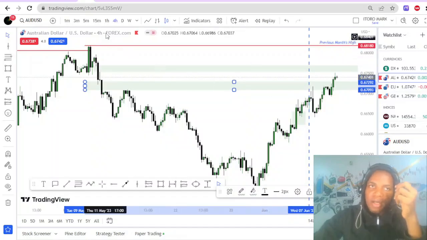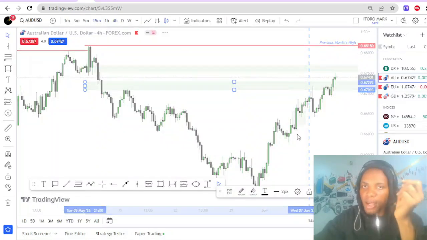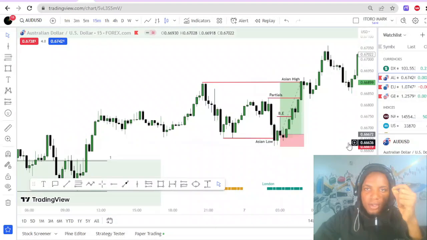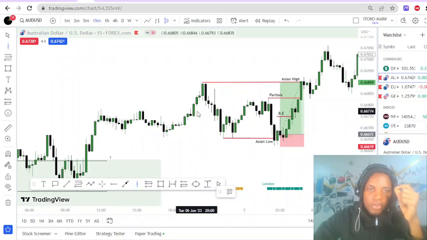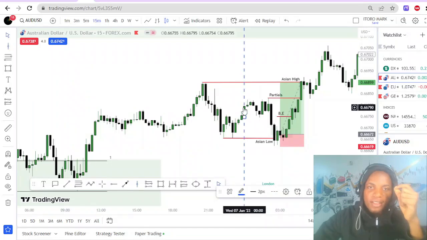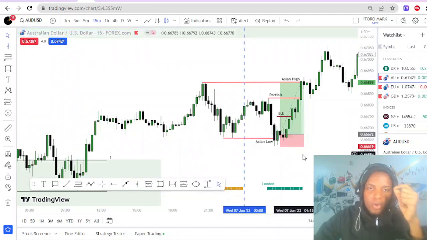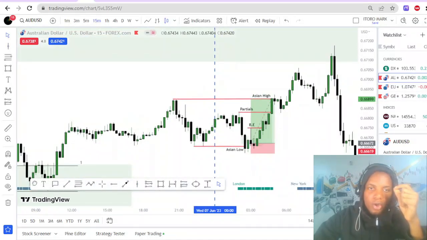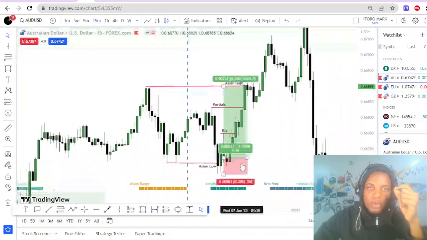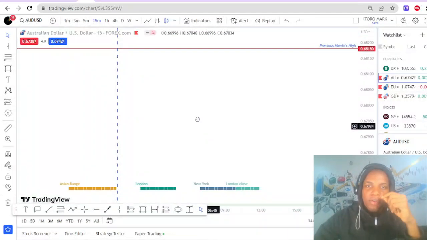So I went down to the 15-minute time frame. As you can see on the 15-minute time frame, let's mark Wednesday, because it was on a Wednesday that I took the trade. Here we go. Wednesday during London session, this is what happened. I'm going to draw the setup for you to understand.